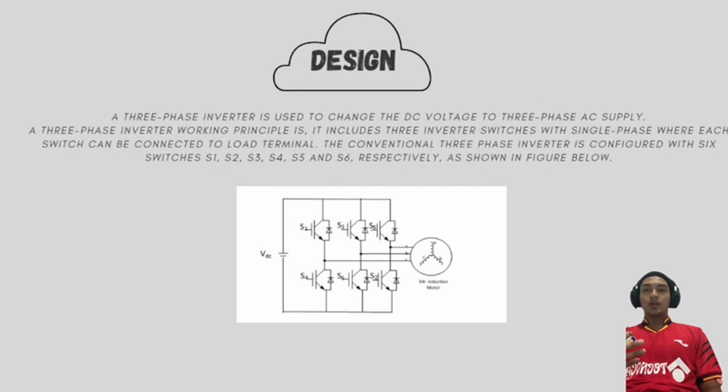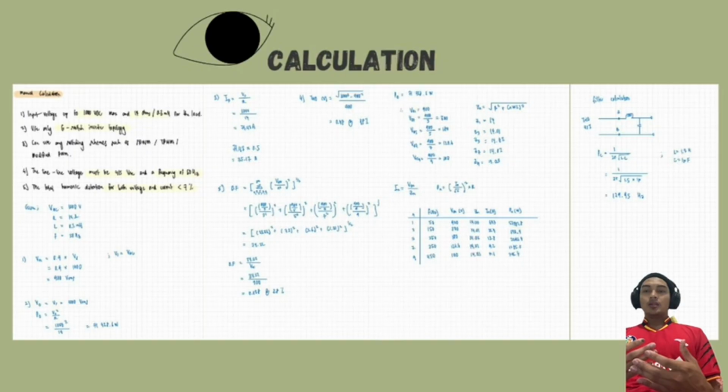Going to the next part, which is the calculation. This calculation part is on the input voltage and the 6 switch inverter topology, the switching scheme, the line-to-line voltage and the harmonic distortion for both voltage and current. So this is part of the manual calculation which is compulsory for completing this assignment. That's all from me. Thank you.